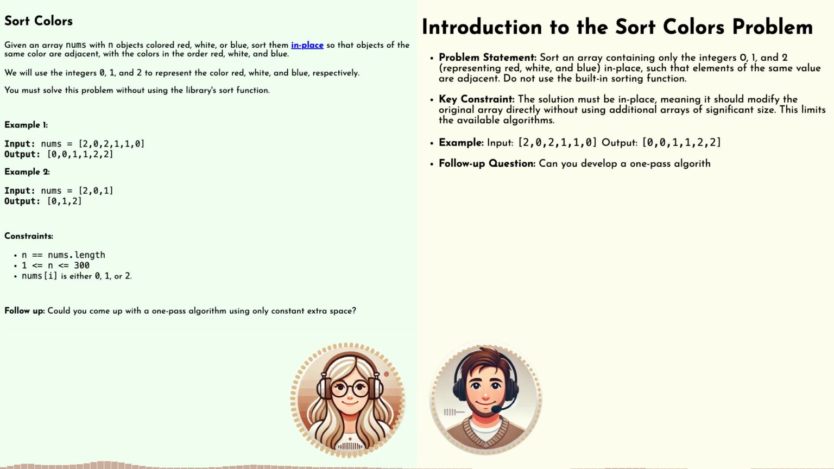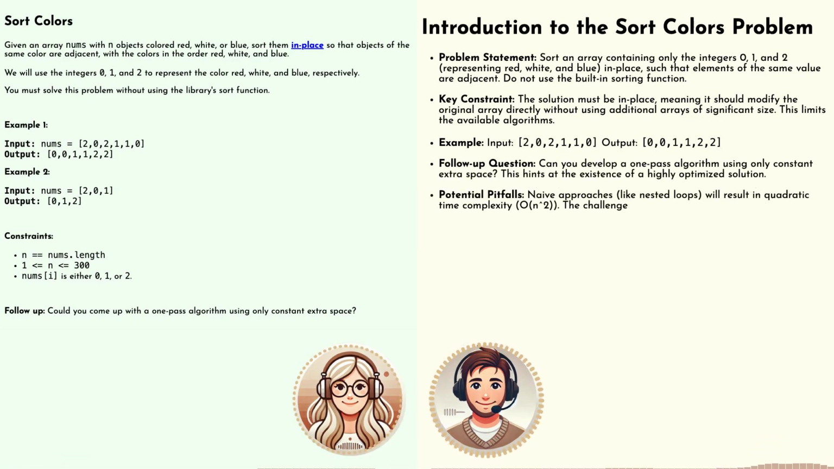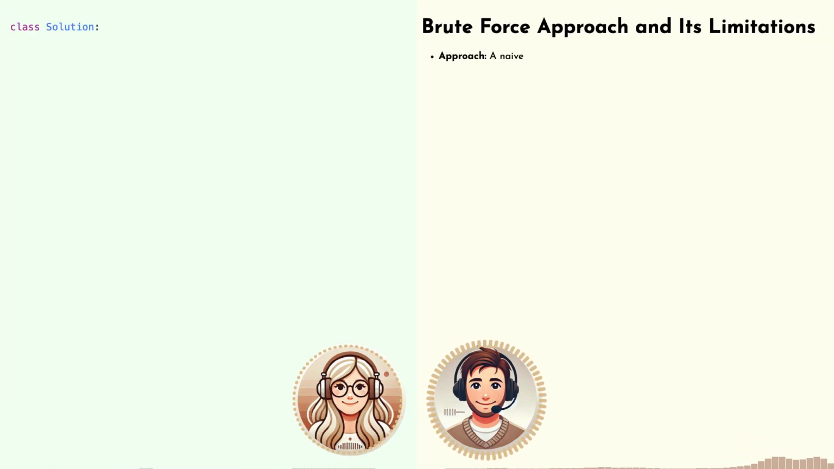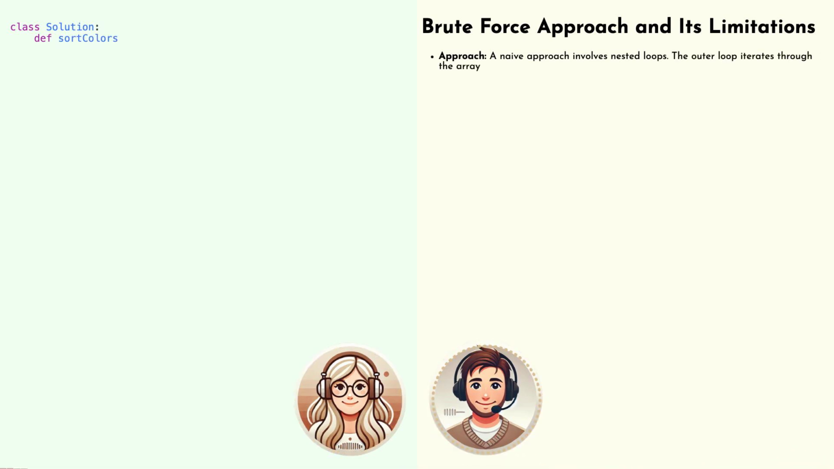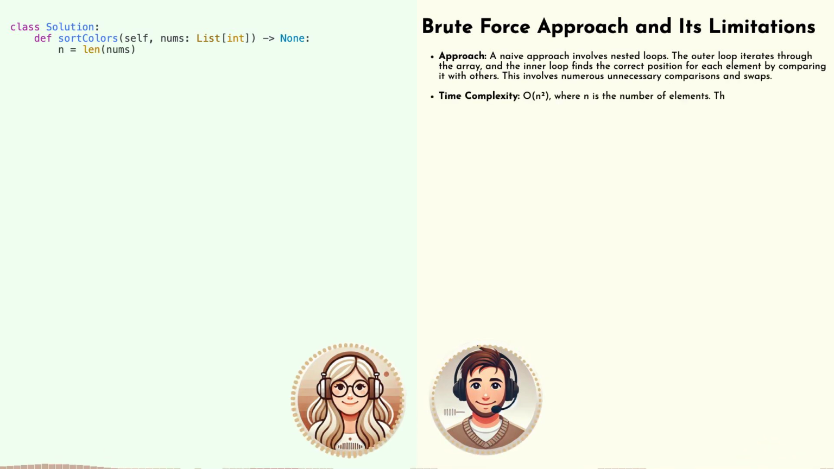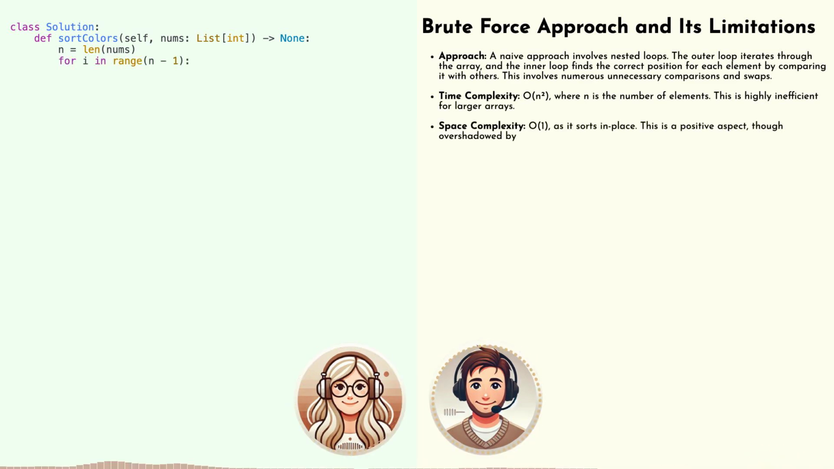Absolutely. Always excited to tackle some interesting algorithms. Today we're looking at the sort colors problem. Ah, yes, a classic. It sounds pretty simple when you first hear it. Deceptively simple for sure. You're given an array with just zeros, ones, and twos, representing colors like red, white, and blue. Exactly. And the goal is to sort them in place, without using any built-in sorting functions, of course. Right, so we have to get a little creative with our approach. It's all about finding those elegant solutions.